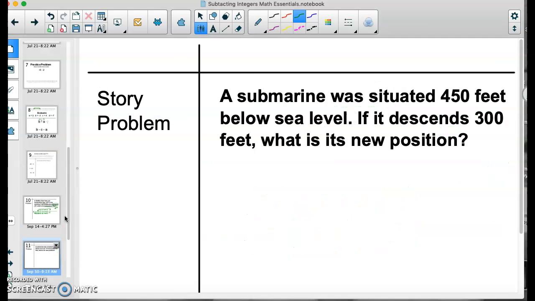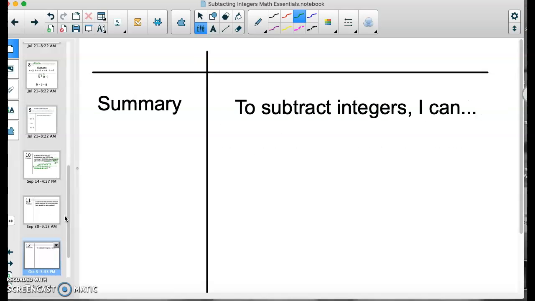So, next, here's your story problem. A submarine was situated 450 feet below sea level. If it descends 300 feet, what is its new position? Okay, so understand what's the information that you need from this problem, and then work your way from there. All right, so summary: to subtract integers, I can what? What can you use to subtract integers? Write that on your paper as well.